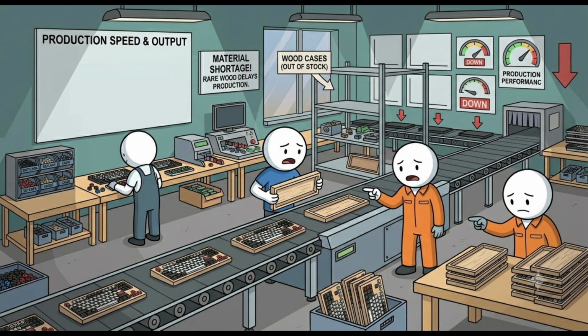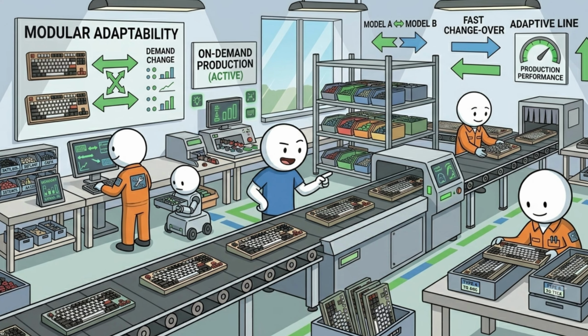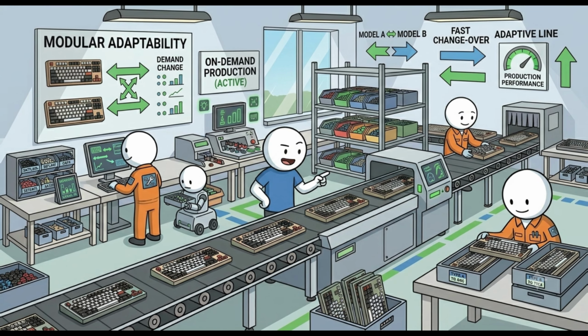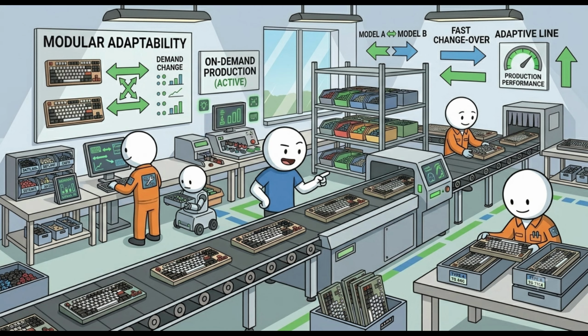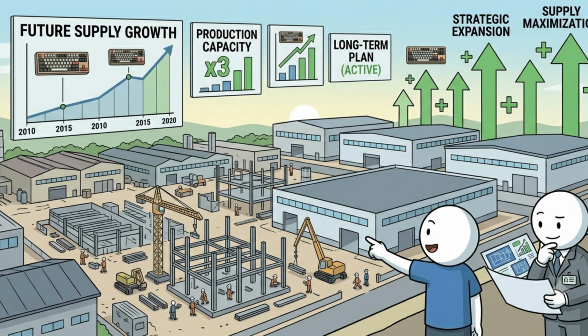The key determinant here is flexibility. Firms that can easily switch their production lines or increase their capacity have more elastic supply. And just like demand, supply is usually more elastic in the long run because firms have more time to build new factories or exit the market entirely.